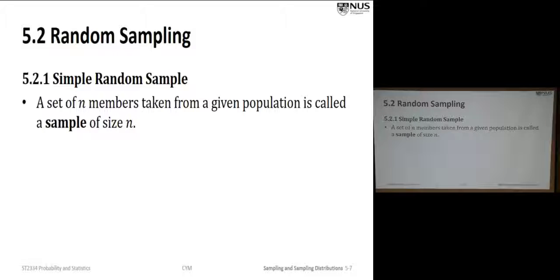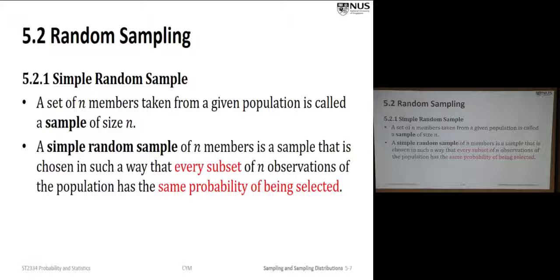So the idea is very simple. In this population, we try to select a subset of size n, right? Then a simple random sample of n members, that means this sample has n elements or n individuals, is selected in such a way that every subset of n observations of the population has the same probability of being selected. All right. So that is a simple random sample.